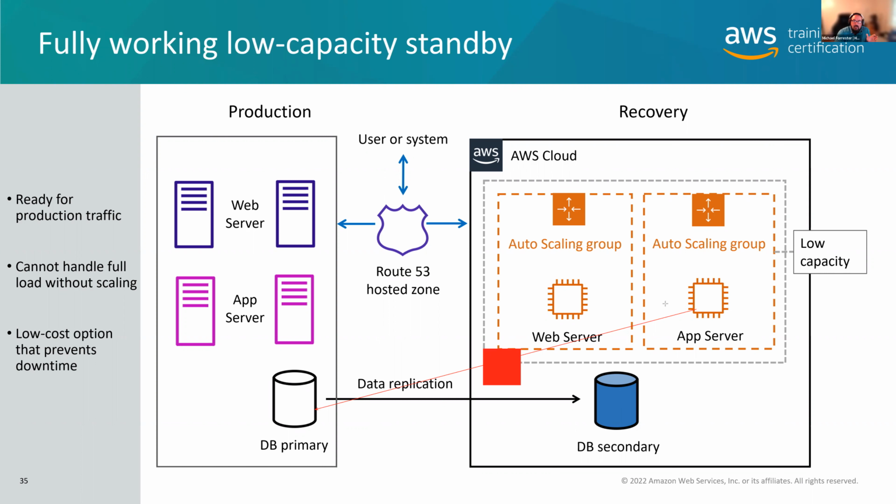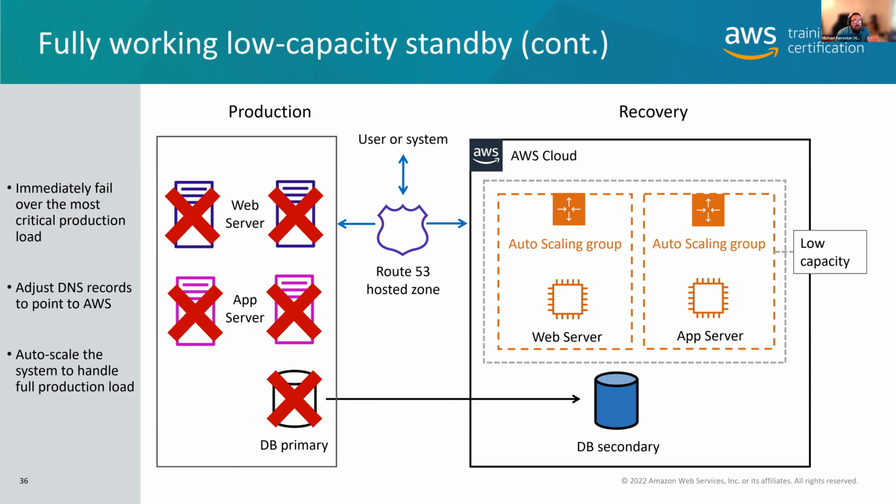So this is a little bit of a weird architecture because your app server, which is in production, is going to be talking back to the data center. So again, you might have a pretty fast network connection for that. So this is a fully working low capacity standby, sometimes called a warm standby.